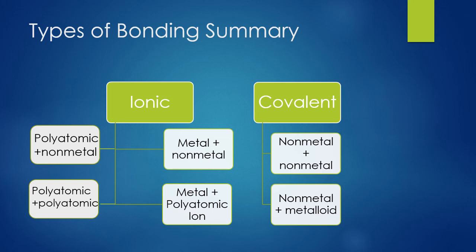So in summary, we have 2 different types of bonds we've talked about, ionic versus covalent. For covalent bonds, we often see metals and nonmetals, but we will also see some examples when a nonmetal and a metalloid are combined. For ionic, there's many more different types. We have a metal and a nonmetal, which is the simplest form, especially if it's a main group metal. We saw metals with polyatomic ions. We can also see 2 polyatomics together, or a polyatomic with a nonmetal.